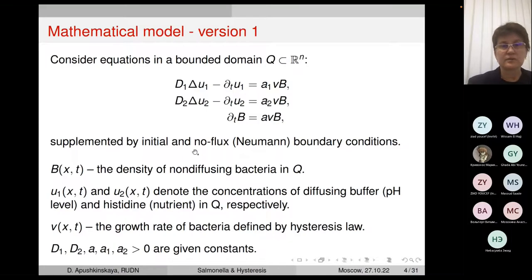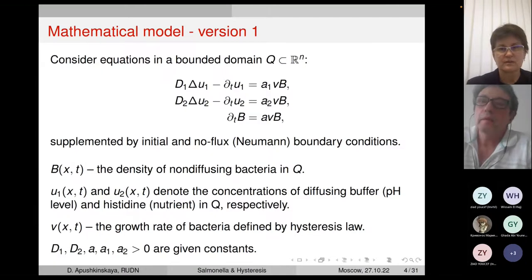And then we have three equations which connect these, I'm sorry, not three, but four unknown functions. Here D1, D2, A1, A2, and A were positive given constants. And such a problem was supplemented by some initial conditions, and it's a parabolic problem. We also need a boundary condition. Let's say no flux, some Neumann boundary conditions.